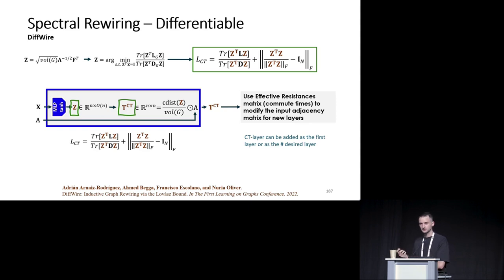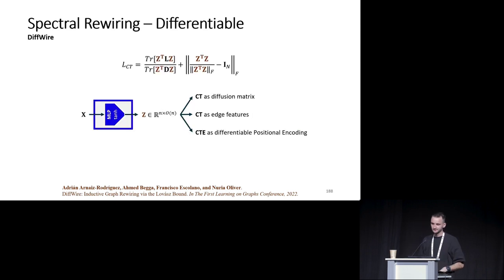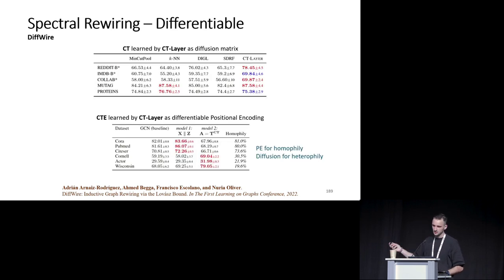So the commute times embedding is also a solution to a minimization problem, which is this Z equal to argmin of Z transposed Dirichlet energy, blah, blah, blah. And we transform it into a loss function. So with this loss function, we can learn a kind of commute embedding during the layers of the GNN. Once you learn that, you can use it as a diffusion matrix, as features, nothing else. And it improves graph classification, and depending on if you use it as a diffusion and you connect distant nodes or you put positional encodings, you improve heterophily or homophily.